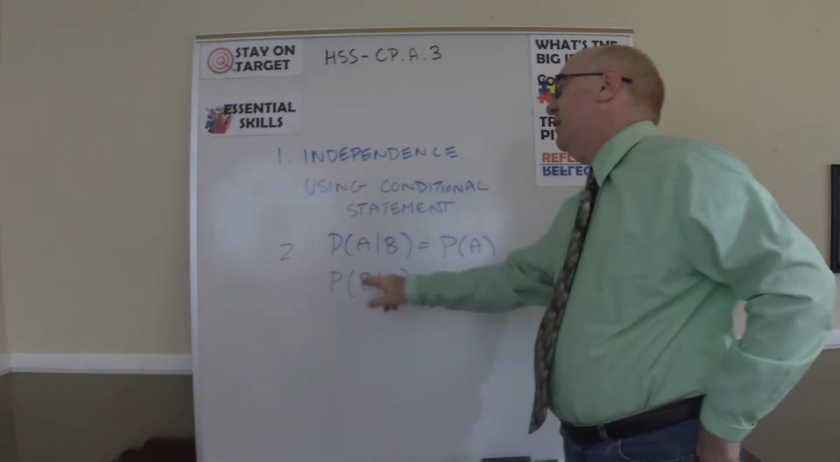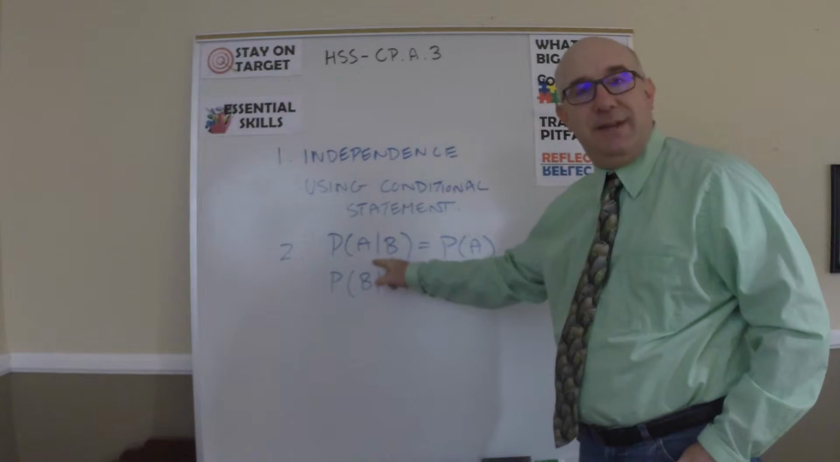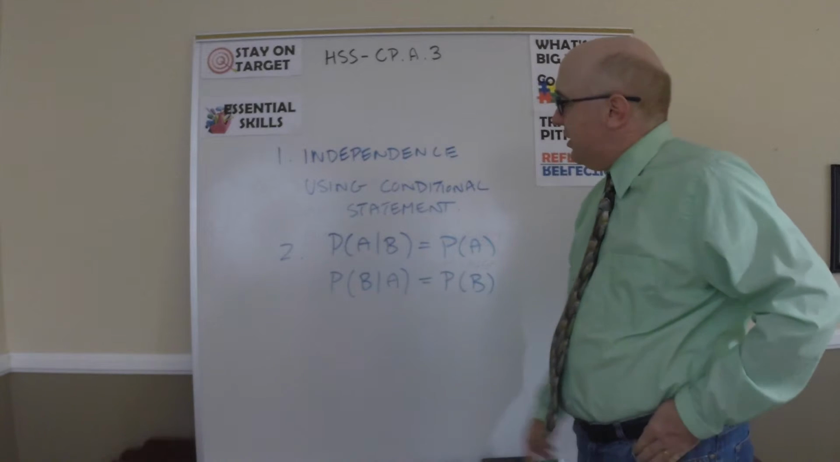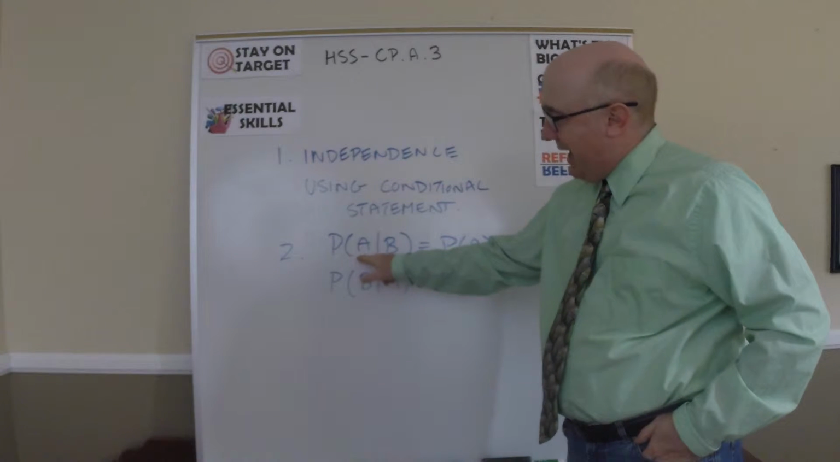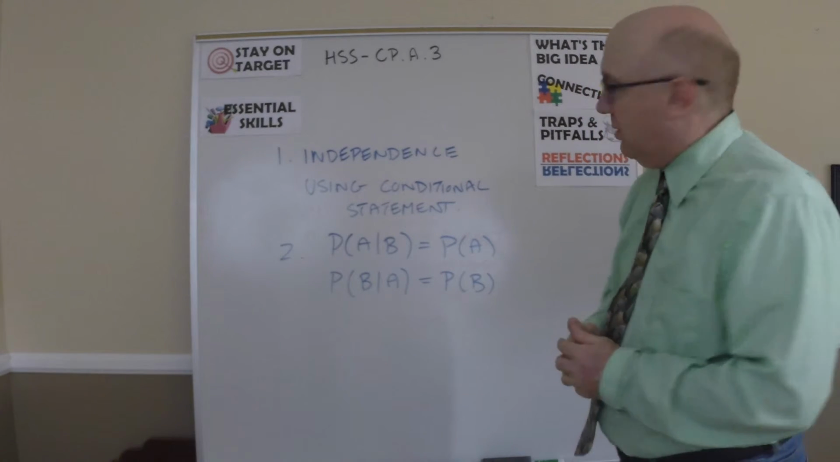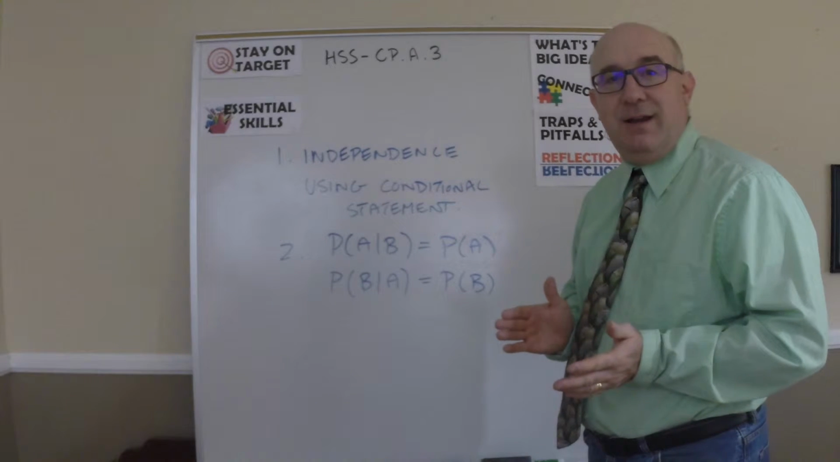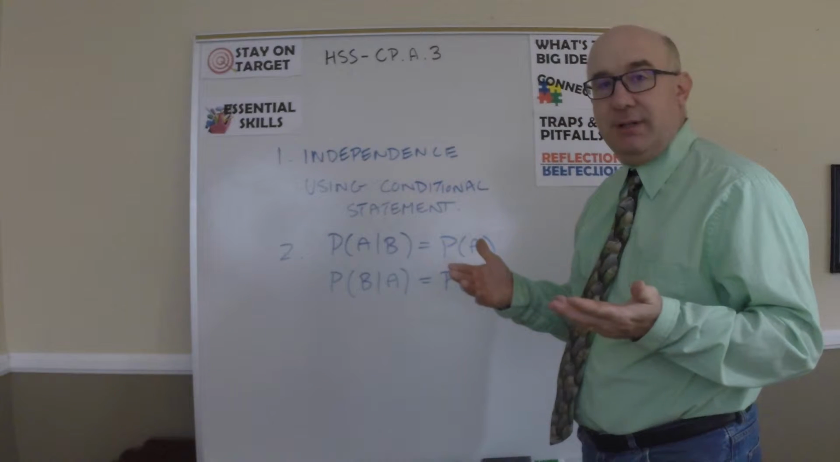Here's some new notation here. This says the probability of A given B. This line means given that B has occurred. So this means what's the chances of A happening knowing that B just happened? Now, if that equals the original probability of A, B did nothing to it.